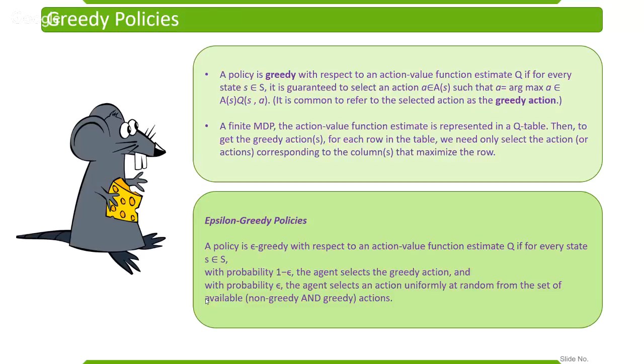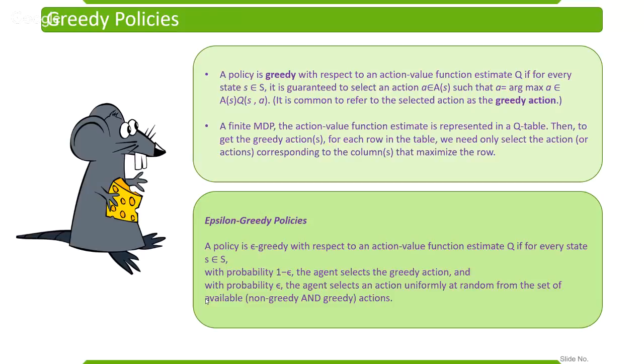We have just seen how a finite MDP works. Basically, we have an action value function estimate, which is represented in our Q table. To attain the greedy action for each row in the table, we need to select only the action that can maximize the row. That's how greedy policies and actions are selected.